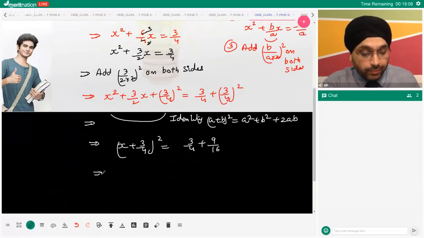So, guys, further we can say x plus 3 by 4 square will be equals to what now? If you take the LCM, that will be 16. So that will be 12 plus 9.